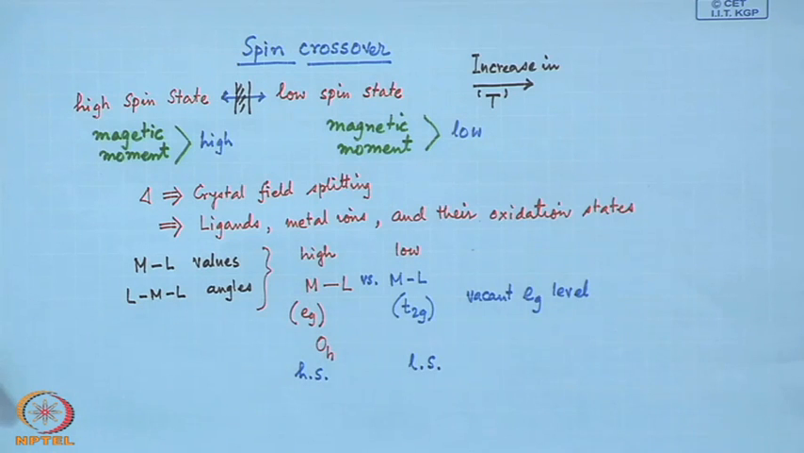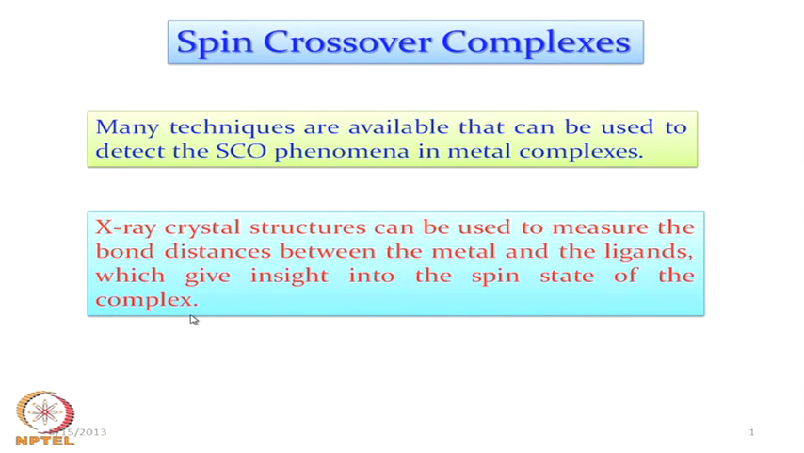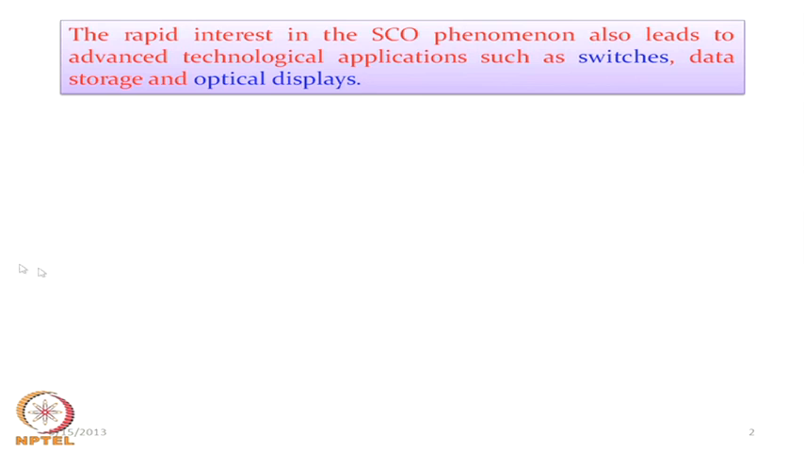So, the X-ray structural data nicely explain the two situations where we can have the high spin compound as well as the low spin compound. So, we can determine the spin state here. And there is interest in this type of complexes in recent years also, because the phenomenon has been known for say 60 to 70 years since first discovered, but the recent interest in this spin crossover phenomenon also leads to advanced technological applications such as different types of spin based switches, data storage and optical displays.